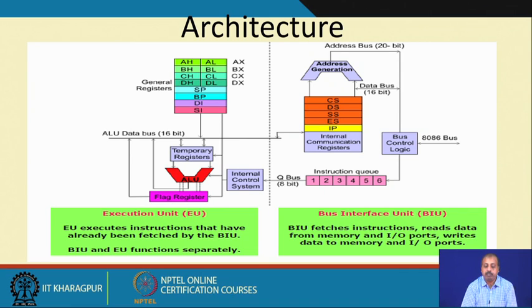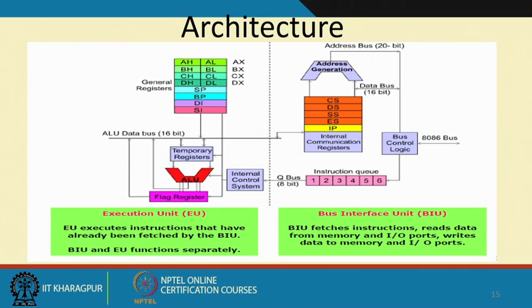In the execution unit, there are a number of general purpose registers: AX, BX, CX, DX, each of which basically consists of two 8-bit registers. For example, AX consists of AH and AL, BX consists of BH and BL, CX consists of CH and CL. And then we have SP, BP, SI and DI. Those are special registers for specific purposes.